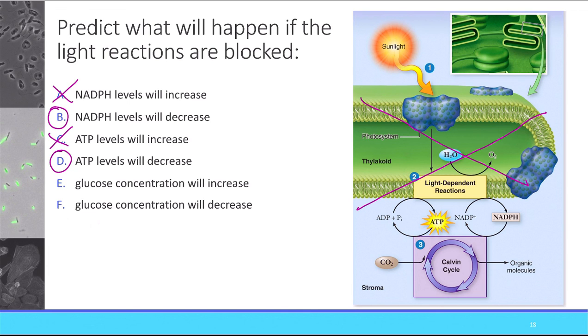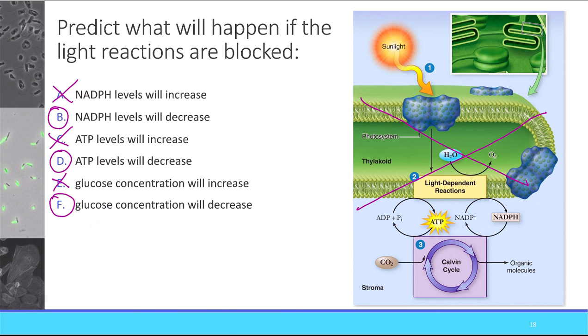Now for E and F, they're asking us about glucose. Eventually what will happen is the Calvin cycle will use up all of the ATPs and all of the NADPHs, which means we won't be able to be making any glucose. So we will actually see that the glucose concentration will also decrease. So I just wanted to give you all a little bit of a flavor of the types of questions that I might ask in terms of application questions. So again, let me know if you have any questions on these or if you are confused.